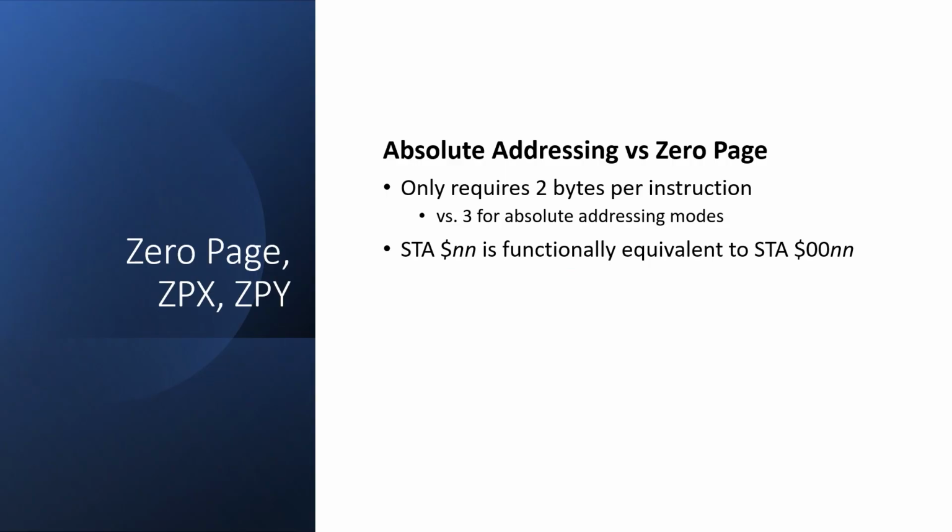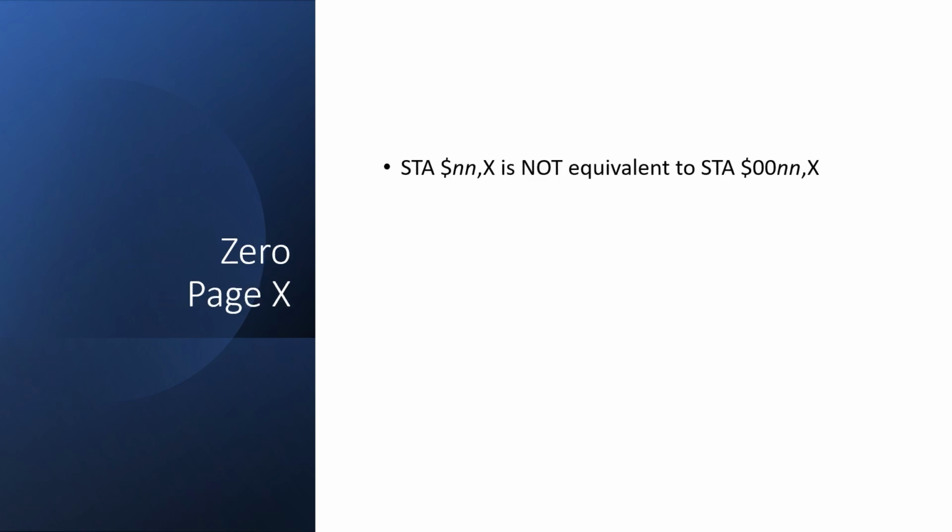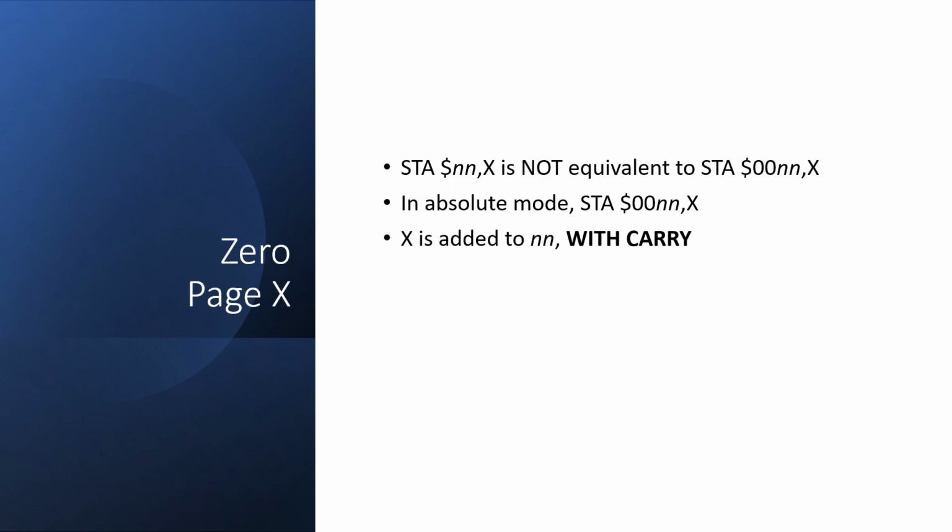I said previously that STANN is functionally equivalent to STA00NN, but STANN,X is not equivalent to STA00NN,X, and there is no STANN,Y instruction. So what's the difference between 0 page X and absolute X addressing? In absolute X addressing, the X is added to the address with carry.